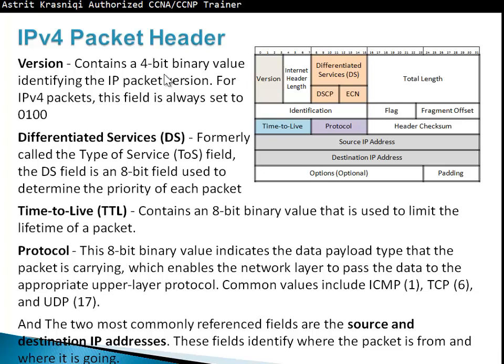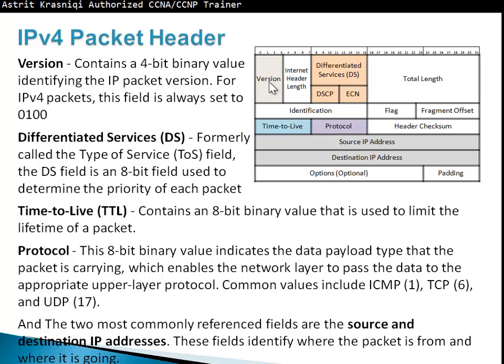The first field is the easiest one, the version. It's a 4-bit field that identifies what type it is: is it version 4, version 6, and so on. If it's version 4, it will be in binary. Everything here will be in binary: 0100. That's the version.